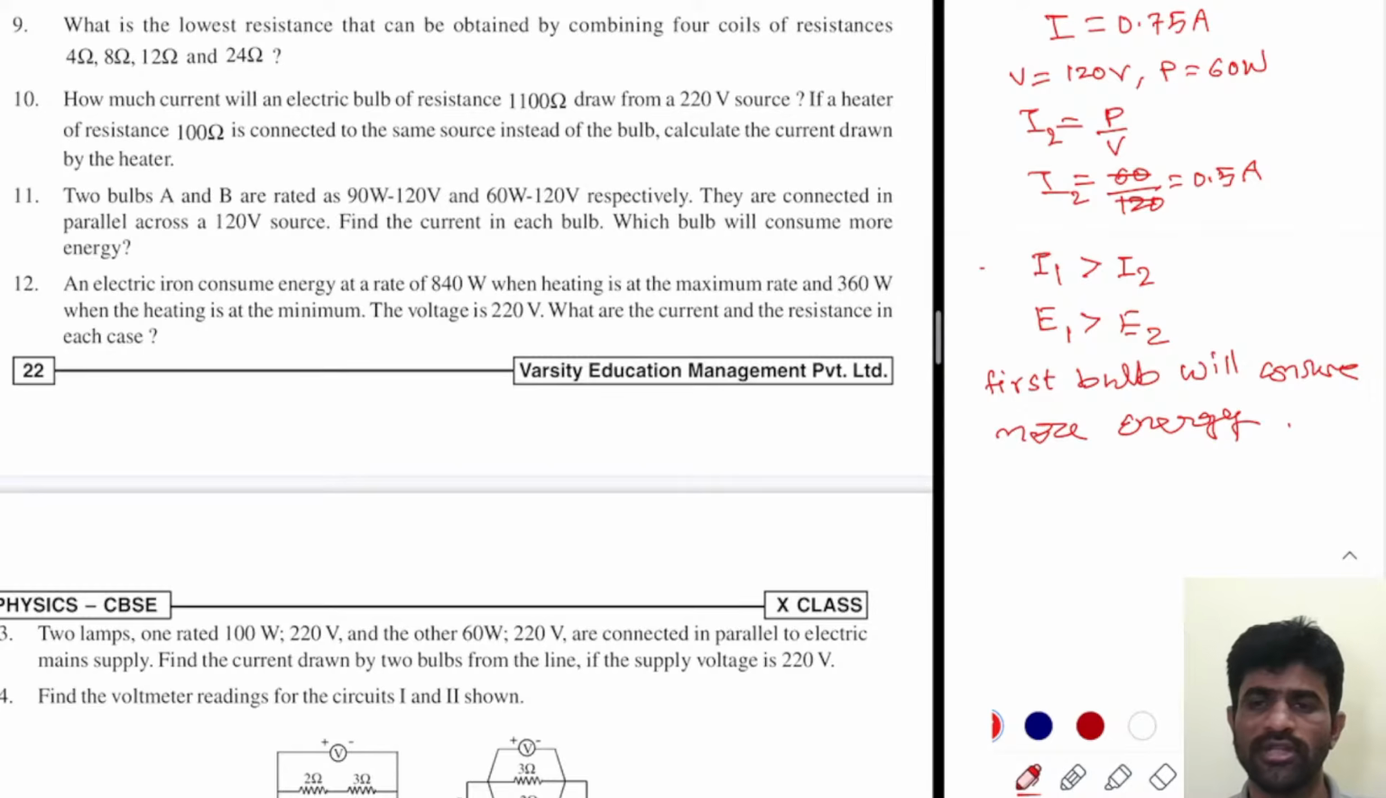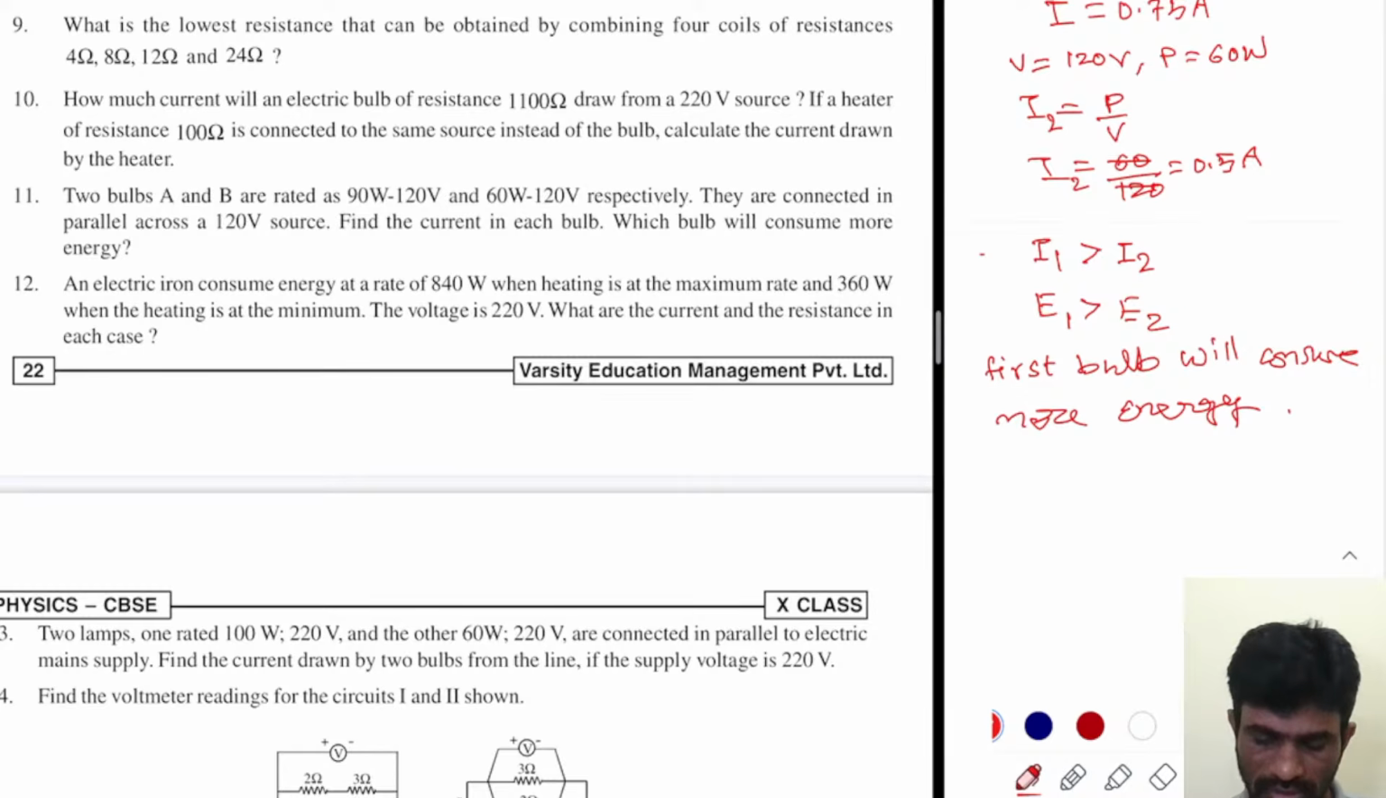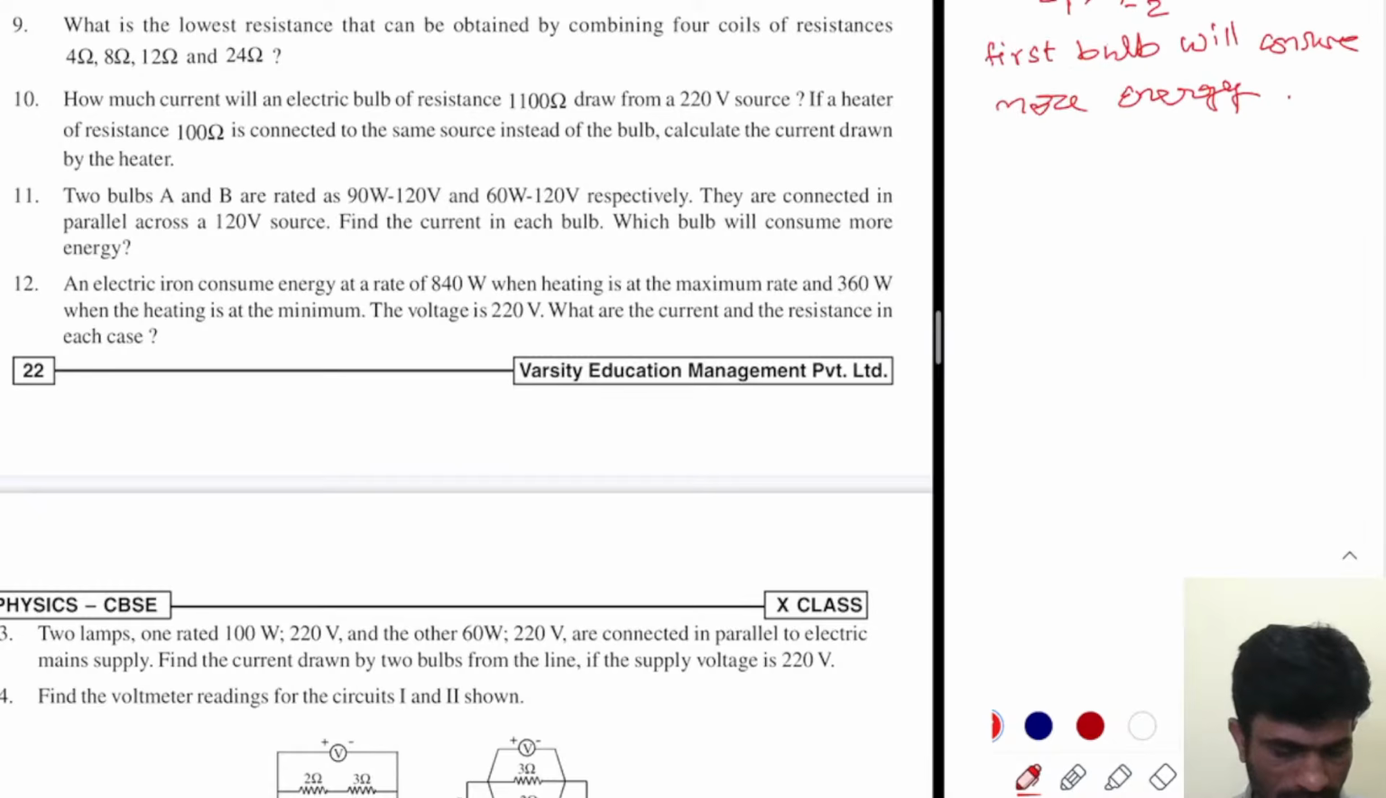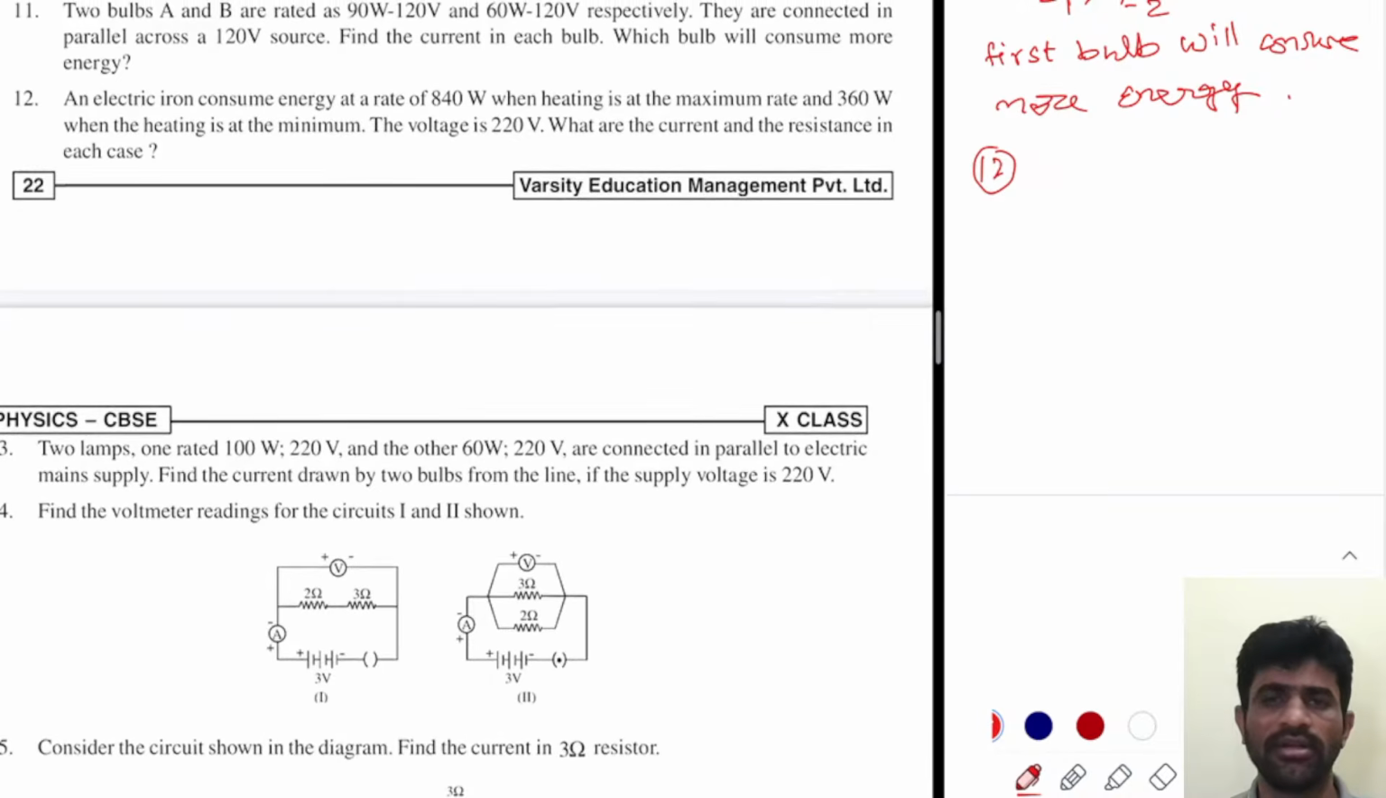Hope you understood this one also. Now coming to question number 12. Once read question number 12. Previously what we did? Current, power, voltage. When you want current, current is equal to power by voltage. So we got current in the first case and current in the second case. In which case current is more, their energy will also be more. Energy is directly proportional to the square of the current.